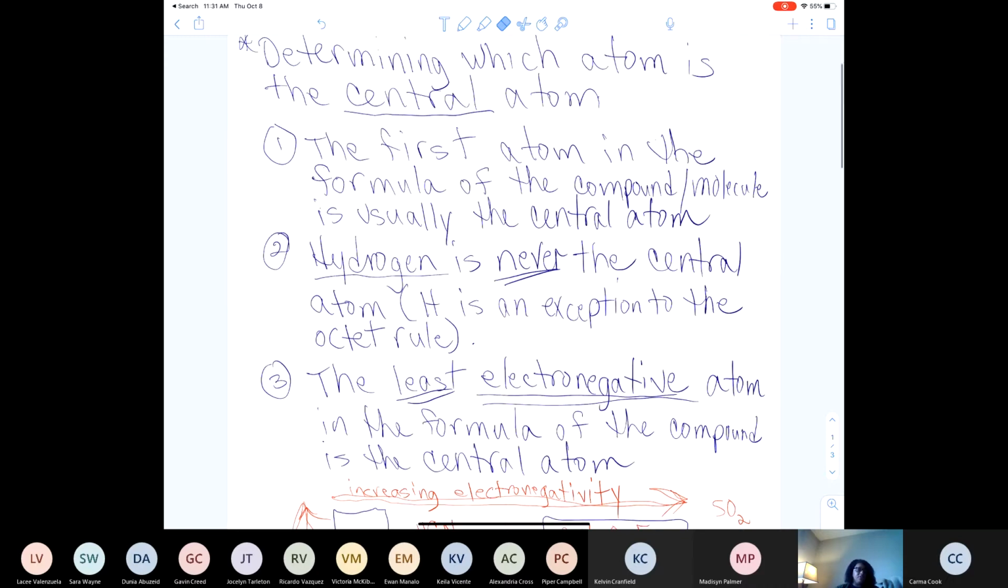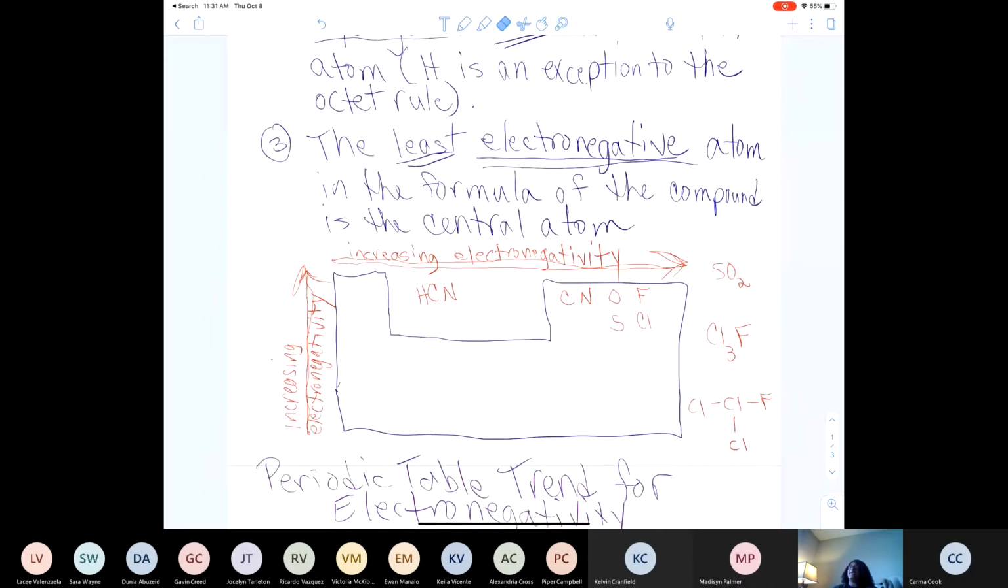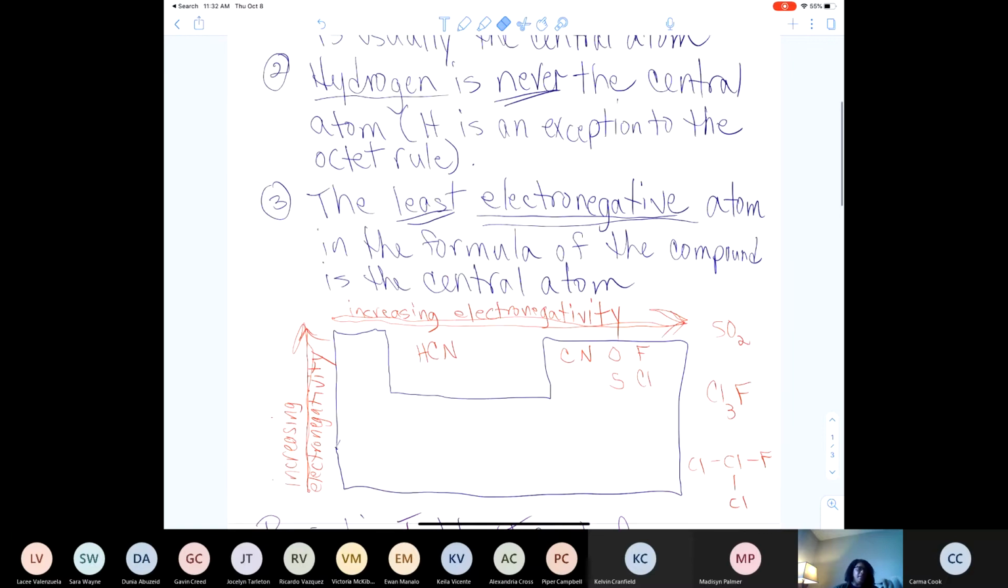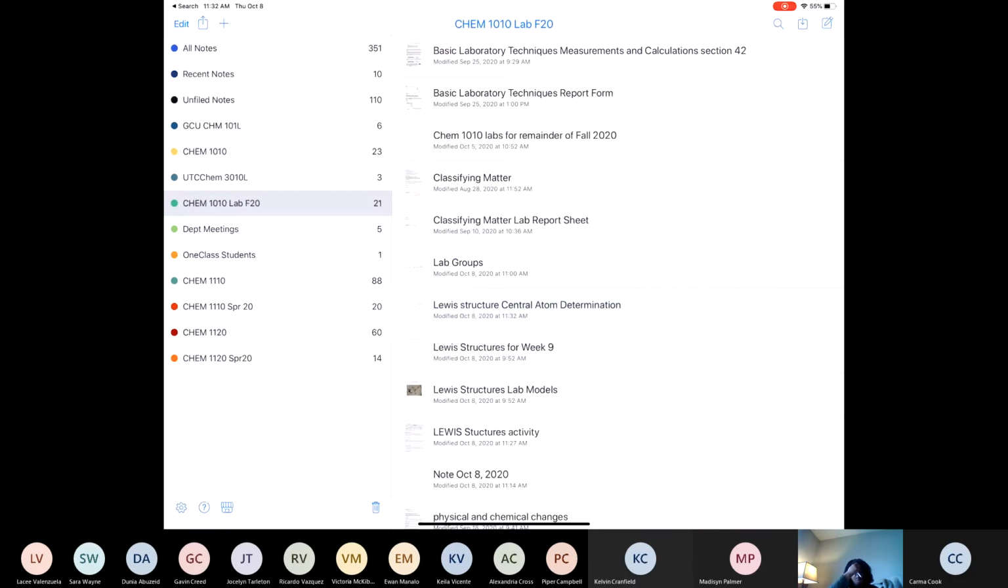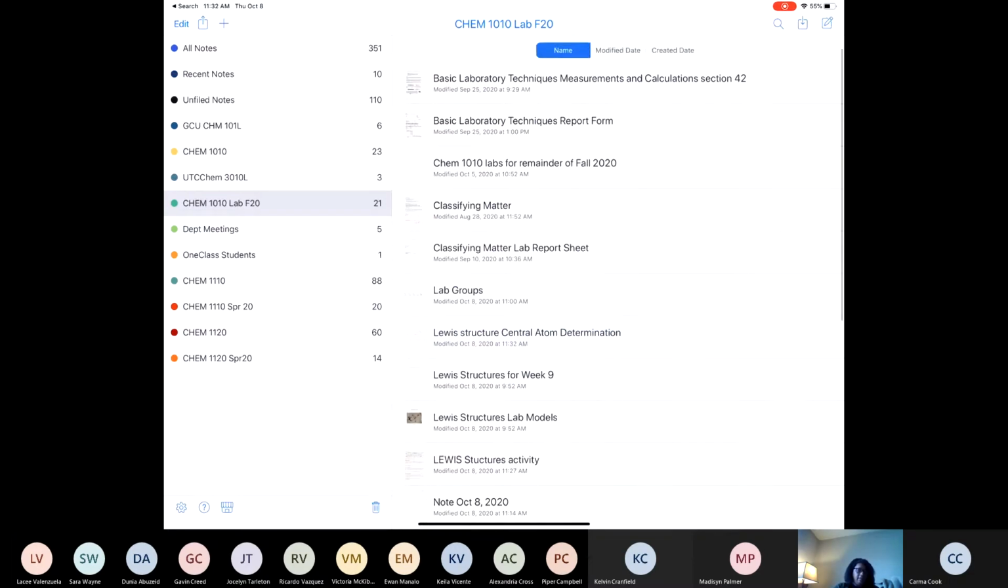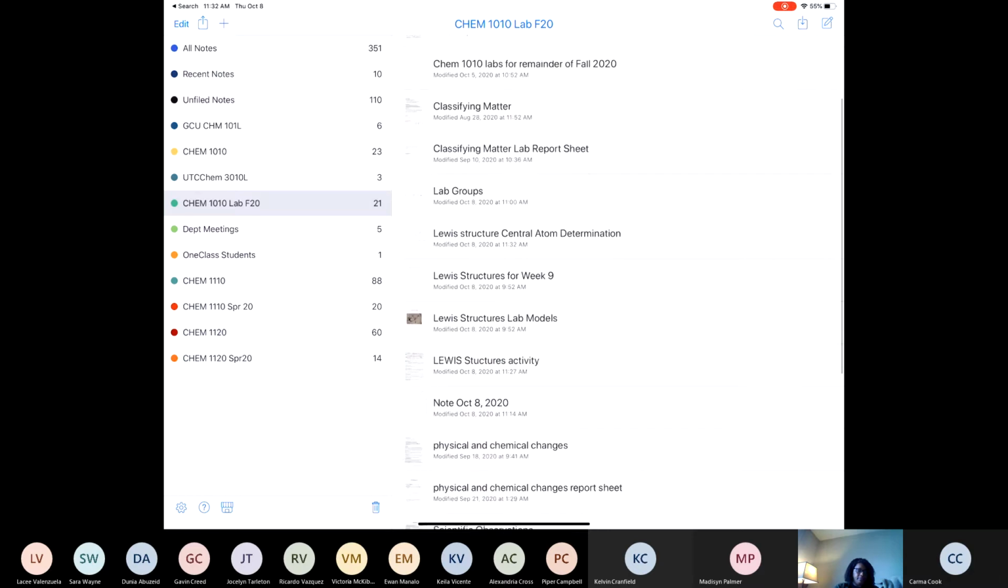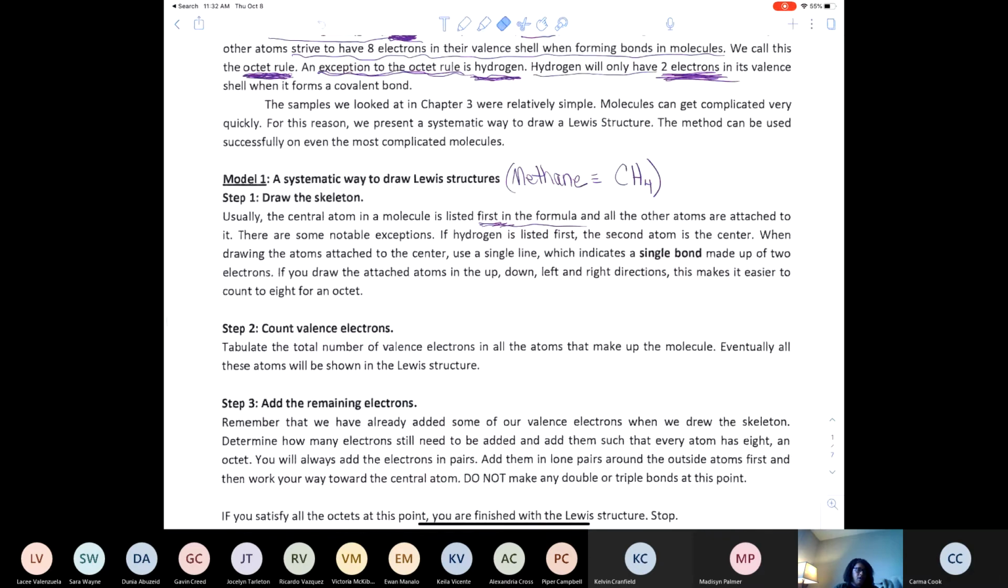Using electronegativity trends gives you a second way to make sure that you're picking the right central atom, by choosing the least electronegative atom in the formula. And then just remember, hydrogen can never be the central atom. So for our CH4 methane example, carbon will be our central atom.